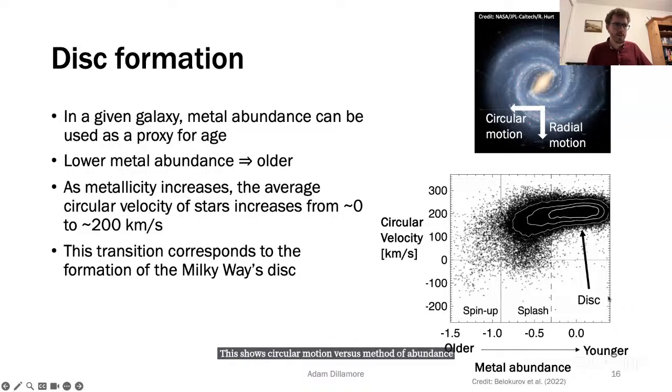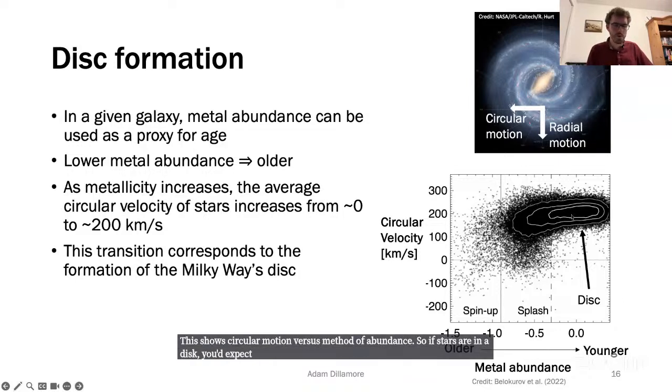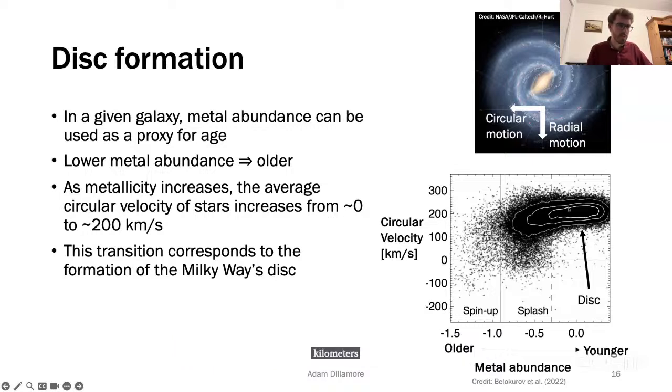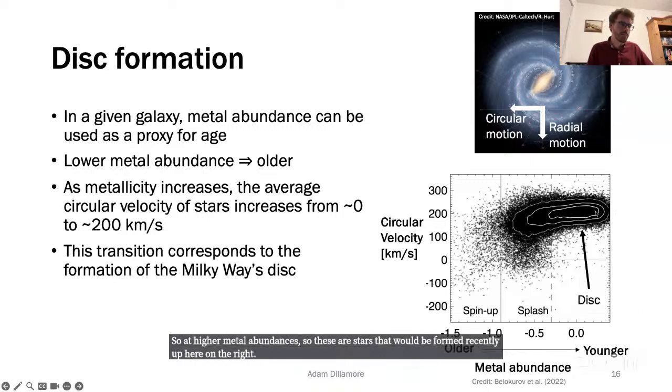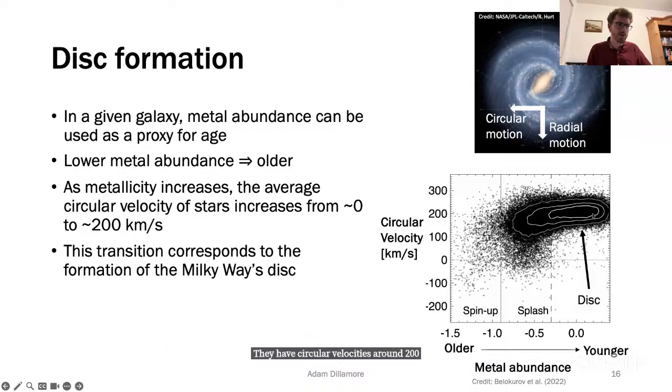So if stars are in a disk, you'd expect them to be at around 200 kilometers per second in circular motion. So at higher metal abundances, so these are stars that would be formed recently up here on the right, they have circular velocities of around 200 kilometers per second. As you go back in time, this is no longer true. So if you go below -1, the average circular velocity almost vanishes. It goes to around 0 or certainly less than 100. So there's no disk at this metallicity, this metal abundance.